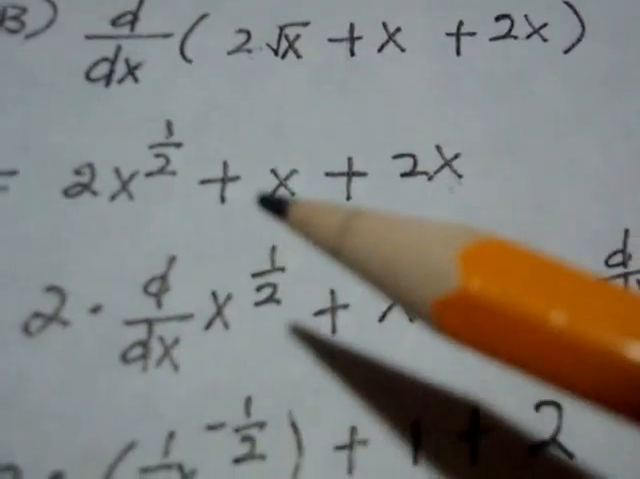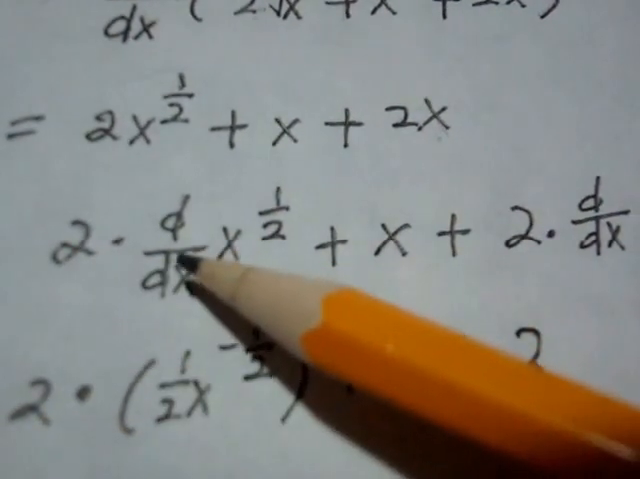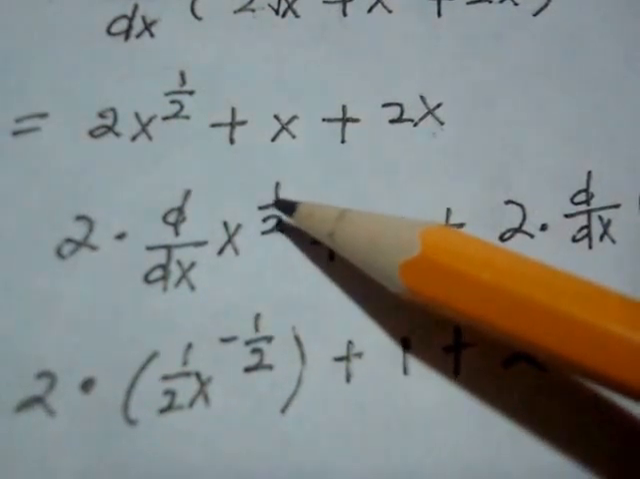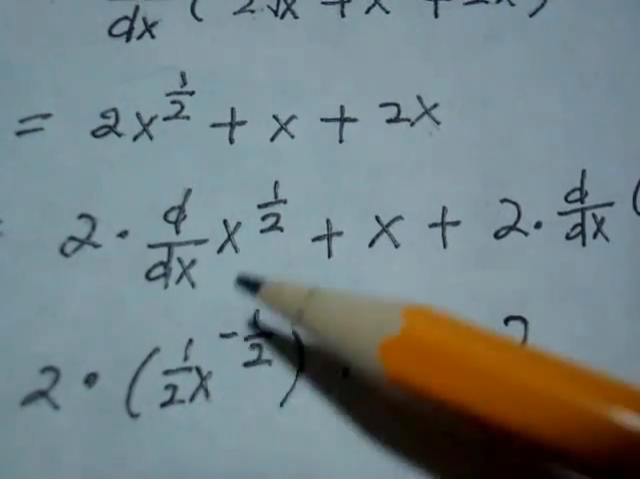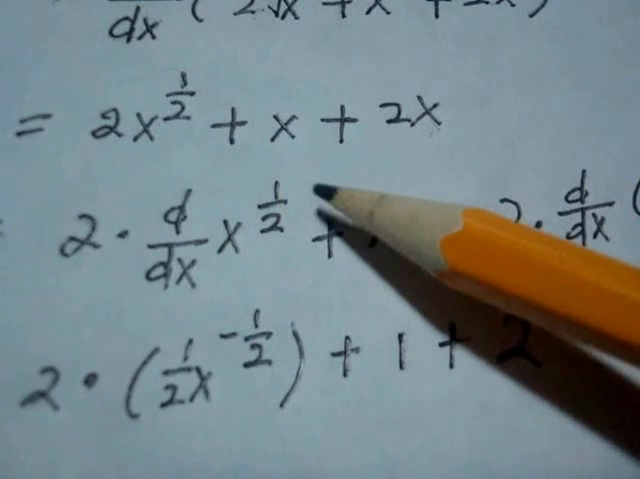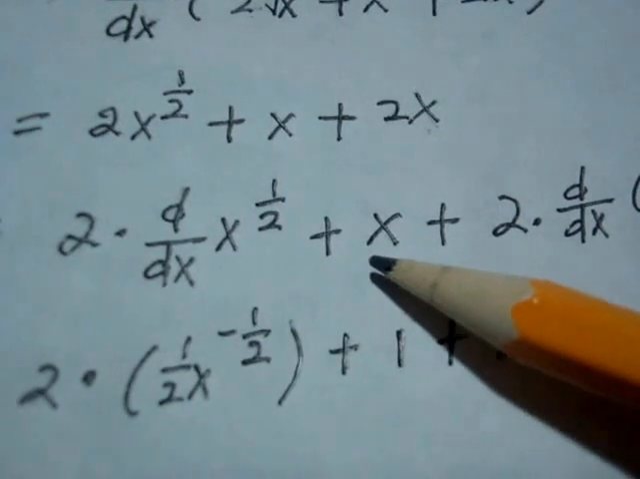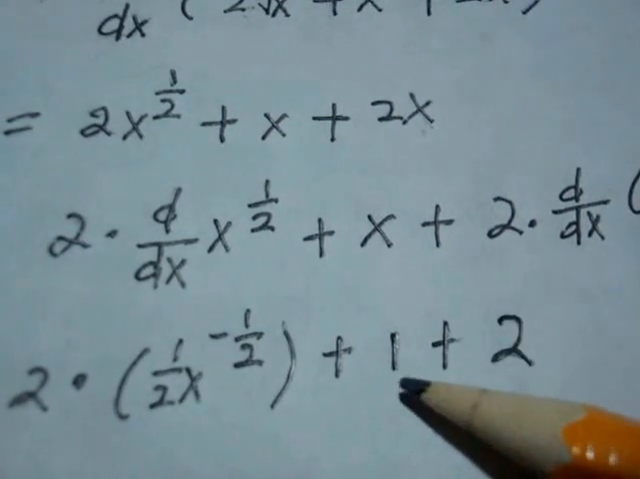So it will be like this. 2 times the derivative of x to 1/2, you use the power rule. So you bring down the 1/2, the x always stays the same, and 1/2 minus 1 will become negative 1/2. Then you take the derivative of x. Taking the derivative of x will become 1.